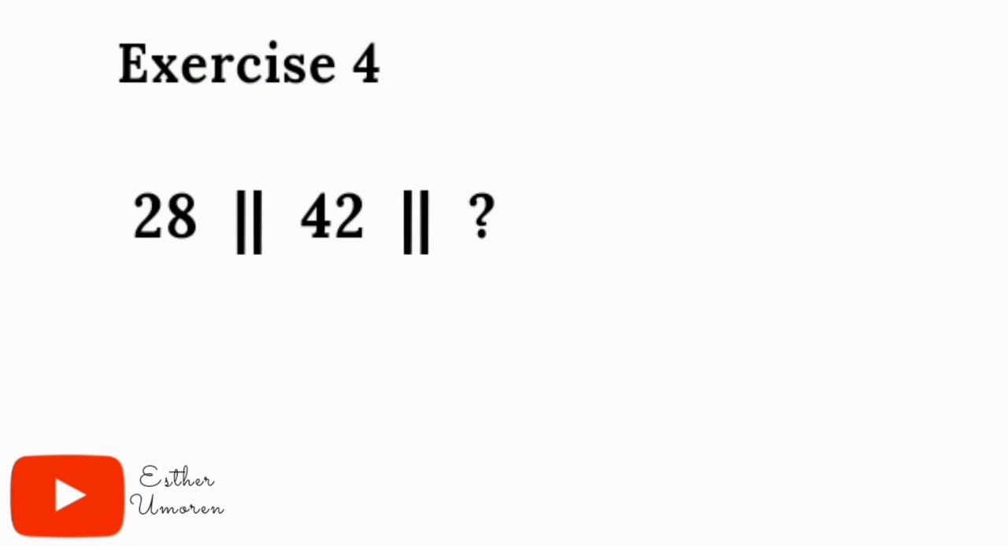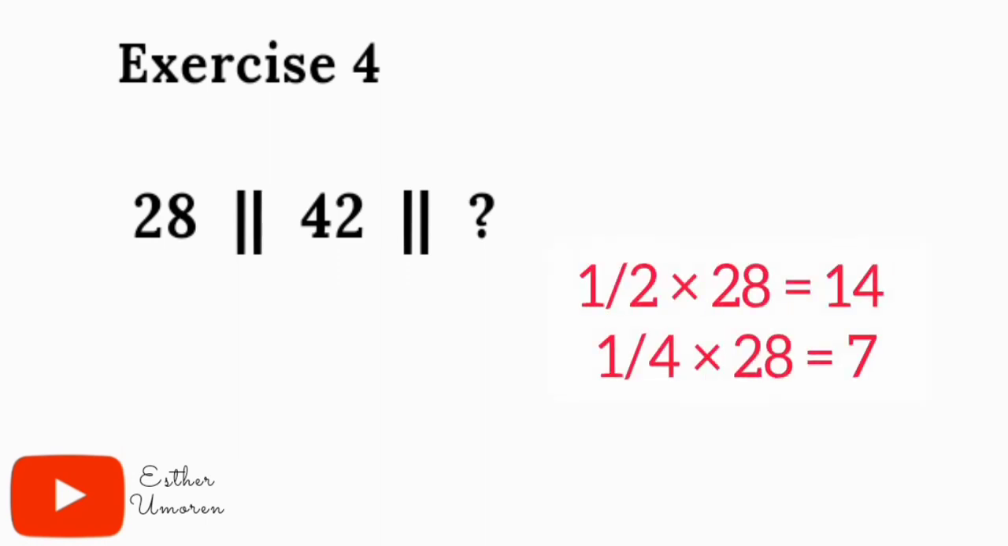Now to the fourth exercise. Here we have 28, 42 and question mark. All right. So to get the question mark, we can say that 28, half of it is 14. All right. And a quarter of it is 7. All right. So we can say that the question mark here is 42 plus half of the first, which is 14, plus 7. All right. If we add that together, the answer is 63.